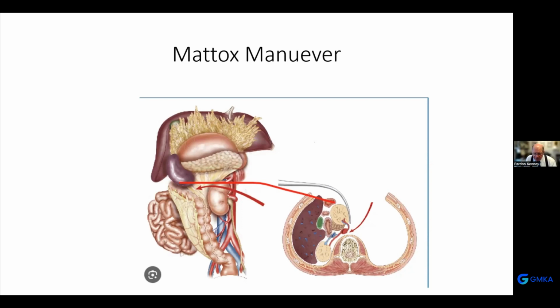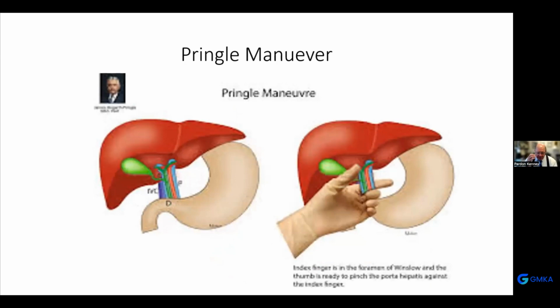But if you look at this cross section here, you can see how much has been freed up to gain access primarily to the left side of the retroperitoneum. That's the Maddox maneuver, all right? And then finally, the Pringle maneuver, named after Dr. Pringle, whose picture is there.